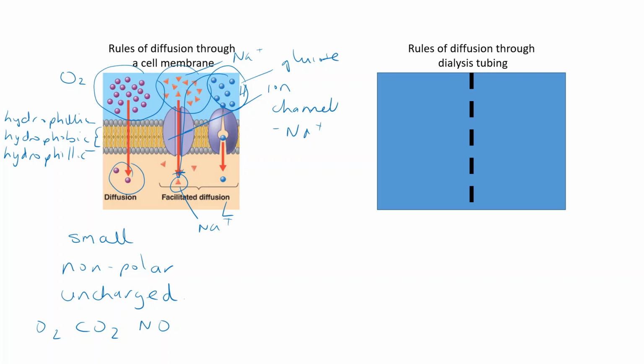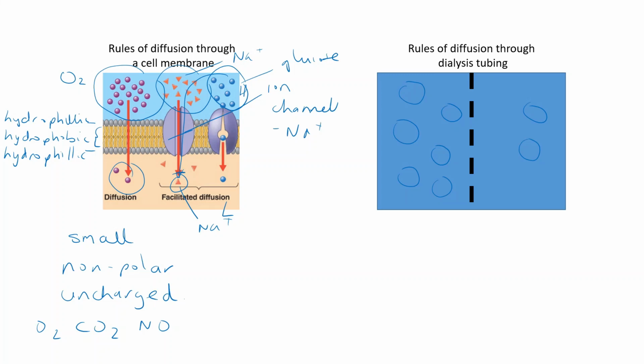So if we have something like this that's very large, and on one side of the membrane, high concentration on the left side and a low concentration on the right side, it cannot move through the holes in the dialysis tubing. So it's going to stay where it is.